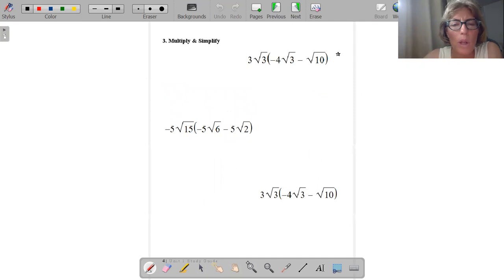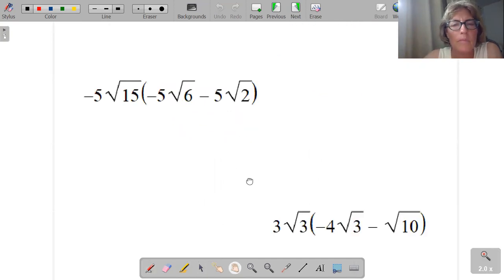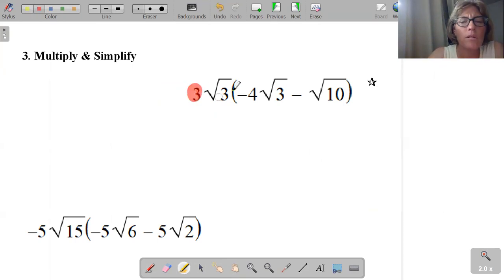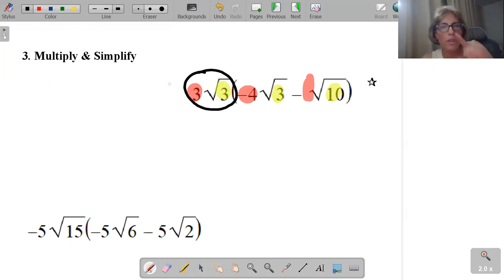Coming over here, multiplying. Outies, innies, simplify. So your outies are going to multiply. There's a theoretical 1 there. Your innies. Outies, innies, simplify. So you are distributing this entire thing. So it goes like this. 3 root 3.